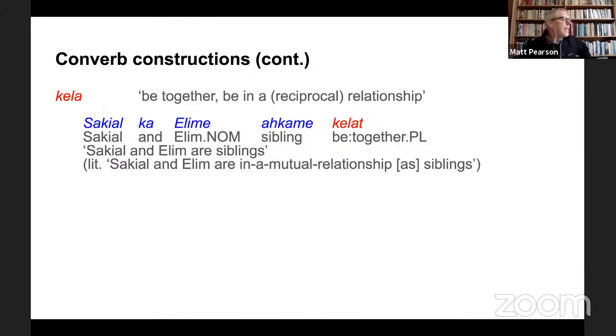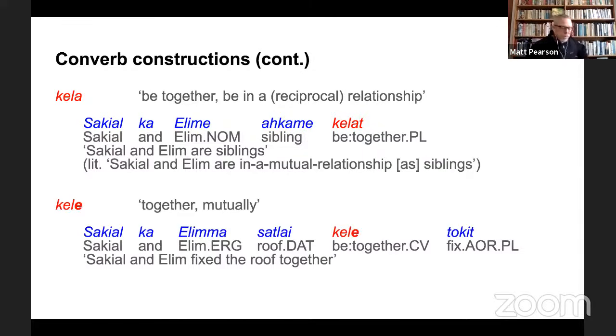Or another example, gela means to be together in a reciprocal relationship. So sakyalka elime akame gelat, sakyal and elim are siblings. It's literally they are in a mutual relationship as siblings. You can form the converb gele, meaning together or mutually, as in sakyalka elimna satai gele tokit. Sakyal and elim fixed the roof together. They fixed the roof by means of or in the manner of being in a mutual relationship.